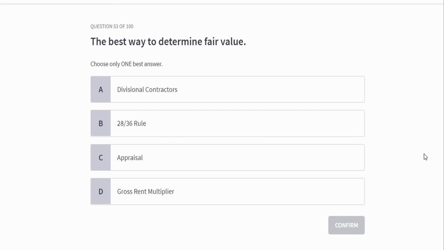All right, 53. The best way to determine fair value. And it gives us 4 options: divisional contractors, the 28 by 36 rule, the appraisal, or the gross rent multiplier. So go ahead and give you guys some time to figure that one out, starting now.